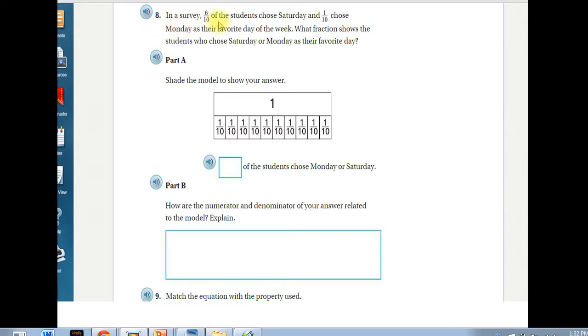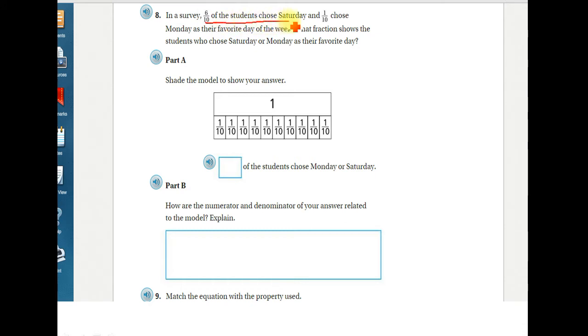In a survey, 6/10 of students chose Saturday. So 6/10 chose Saturday. 1/10 chose Monday as their favorite day of the week, which that part's not important to our problem, but that's what they were doing. Now the question. What fraction shows the students who chose Saturday or Monday as their favorite day?